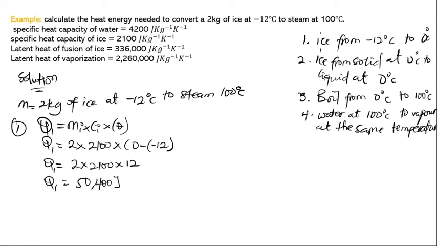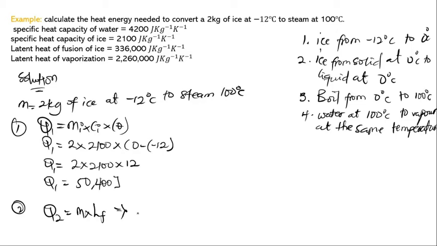Now the second aspect of the calculation is what? We have to convert the ice from the solid state at 0 degrees Celsius to a liquid state at the same temperature. So we are converting from solid to liquid, which means we are dealing with latent heat of fusion. So for our second heat energy, if we have a change in state, and that change in state involves the latent heat of fusion, all we need to do is multiply the mass by the latent heat of fusion, and then we get the heat energy in that process.